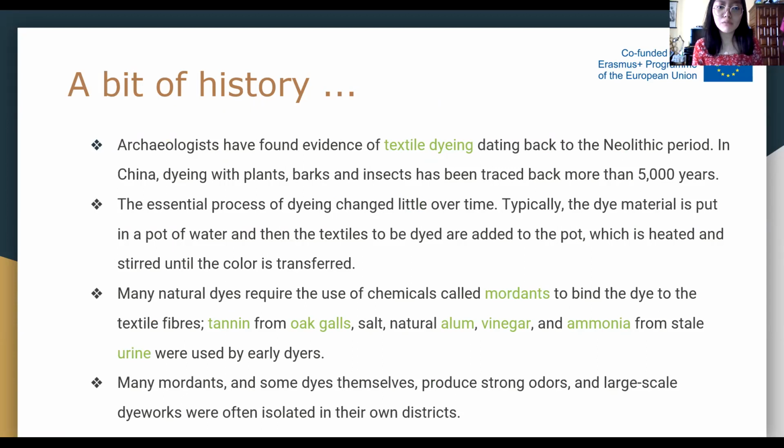Many natural dyes require the use of chemicals called mordants to bind the dye to the textile fibers. Tannin, alcohols, salt, natural alum, vinegar, and ammonia from stale urine were used by early dyers. Many mordants and some dyes themselves produce strong odors, and large-scale dye works were often isolated in their own districts.